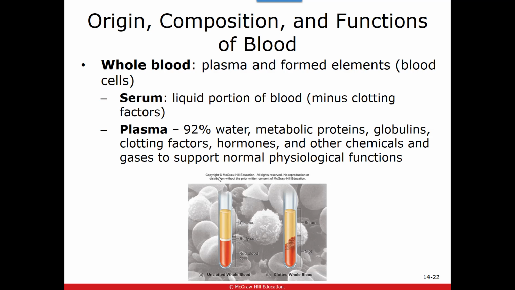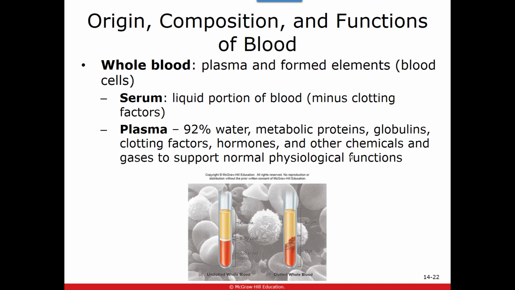Plasma is mostly water. If you've ever donated plasma, because you can do that in Alaska, make some good money, it's not the water they want. They can get water. What they're looking for is some of the other stuff that's in there. Other certain specific proteins, possibly clotting factors, possibly hormones. That's what they're looking for in plasma.